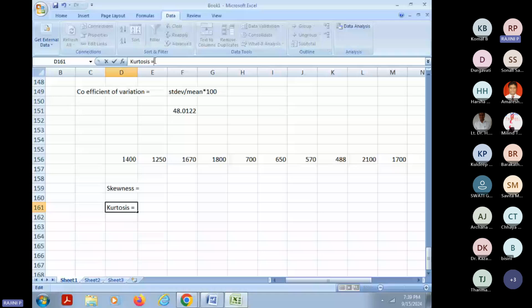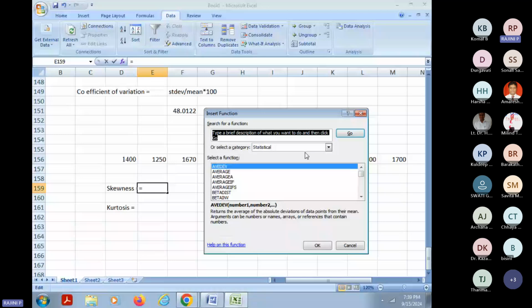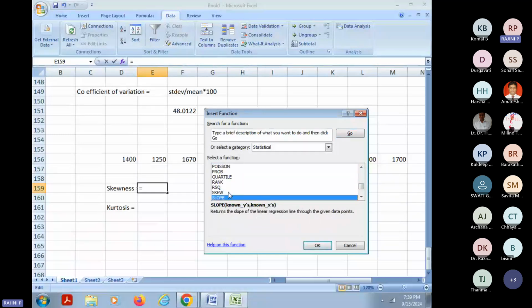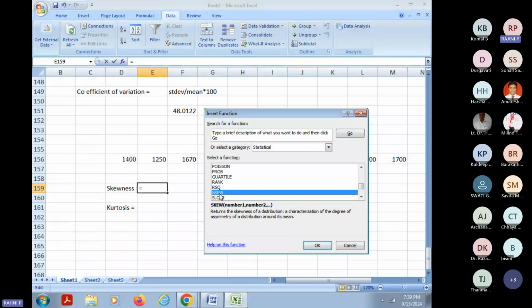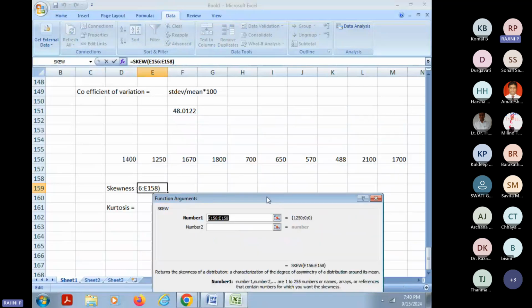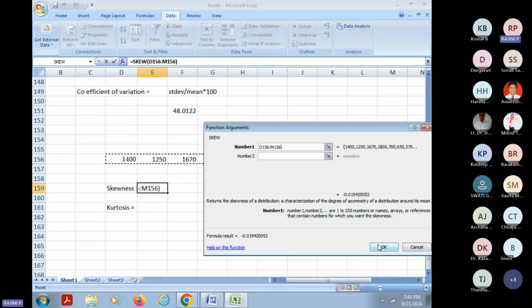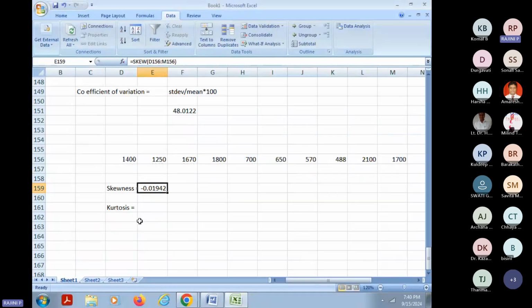So let's see skewness first. How can I do that? Go to Functions, and in the category select Statistical, then click on S. You can find SKEW, which gives the skewness of the data. Then select the numbers and click OK. So you got minus 0.01. Okay, minus 0.01.